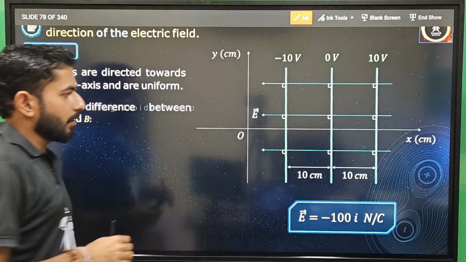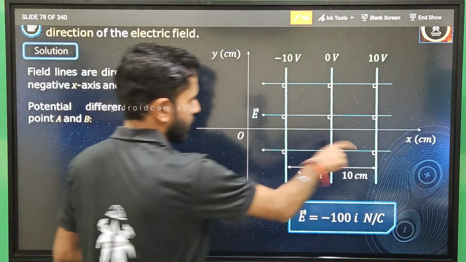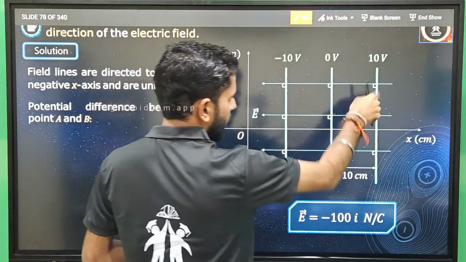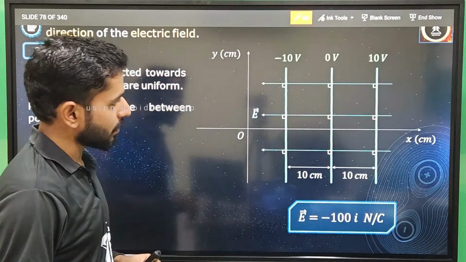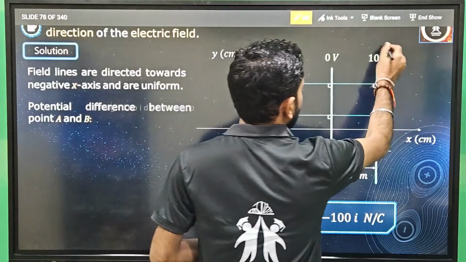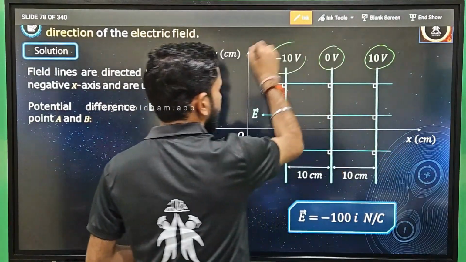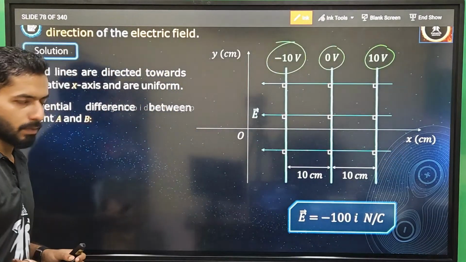Okay. And what kind of system is given? This is the x-axis, this is the y-axis. Three equipotential surfaces, that means a uniform field is there, because planar surfaces are the equipotential surfaces. This is clear. What are the potentials? 10 volt, 0 volt, minus 10 volt. That means it is decreasing in this way.